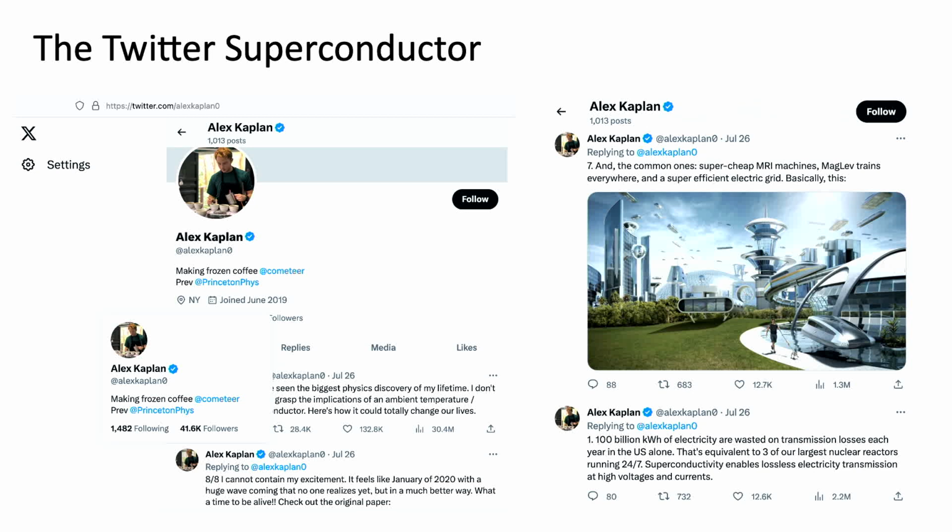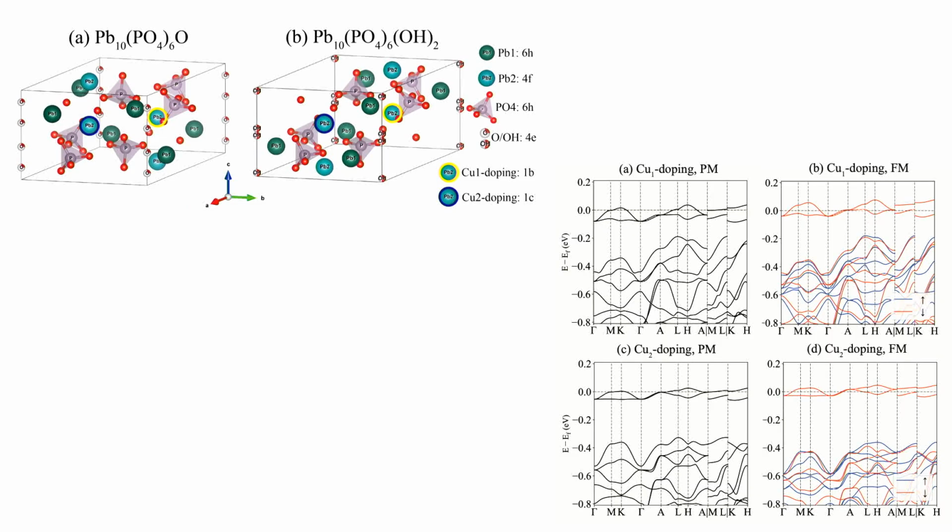And he got all this attention for this Twitter superconductor, and you can see, if you follow his posts, how he marketed this, and how disappointed he was when reality struck. But the moral of the story is, copper supposedly goes where lead is. We don't really know, actually.